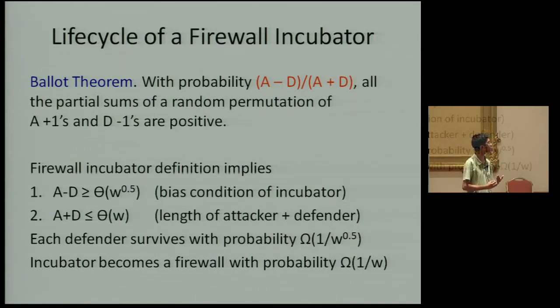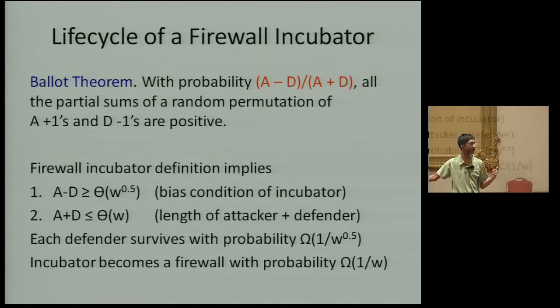Based on the definition of our firewall incubator, A minus D is at least theta of W to the 0.5, because we said that each location is biased with at least square root of W. On the other hand, A plus D is less than or equal to 2W plus 1, because that's the combined length of the attacker and defender. Having these bounds on the number of good swaps and bad swaps lets us say that each defender will survive all the way till the end with probability 1 over square root of W. And if this is true for both of the defender configurations, then we make a firewall. So an incubator becomes a firewall with probability omega of 1 over W.